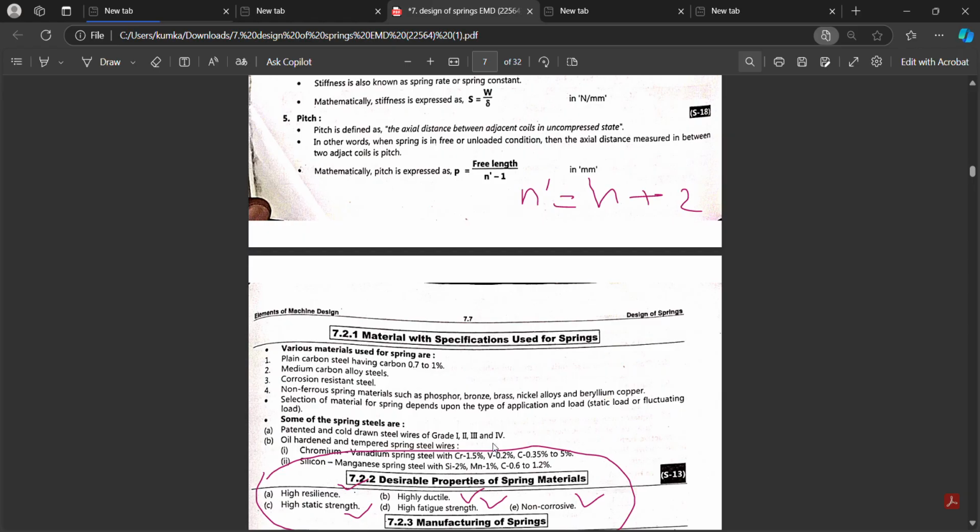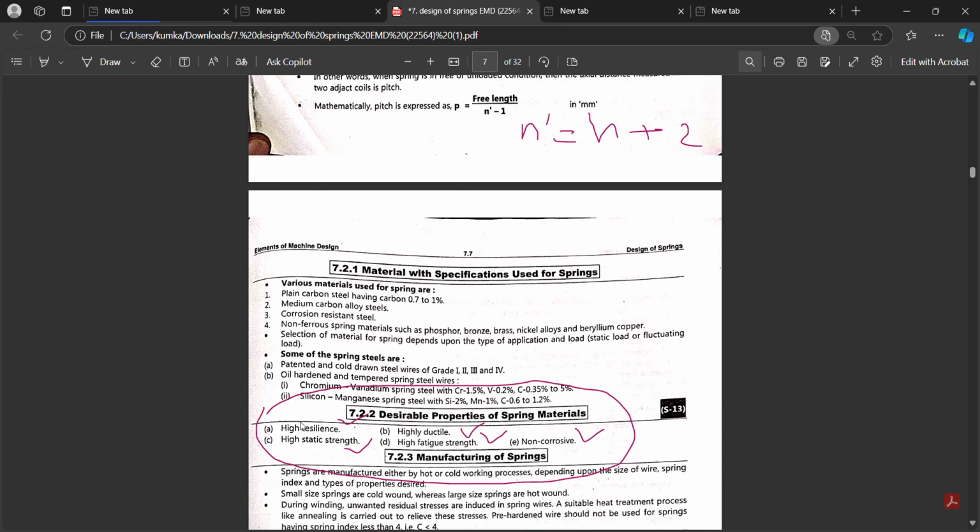Then is the material used for spring. It is plain carbon steel, medium carbon steel, corrosion resistant steel, and non-ferrous materials such as phosphor bronze, brass, nickel alloy, beryllium, and copper. Some other springs are patented and cold drawn wire spring, and oil hardened spring. Oil hardened spring is made up of chromium vanadium, silicon, and manganese.